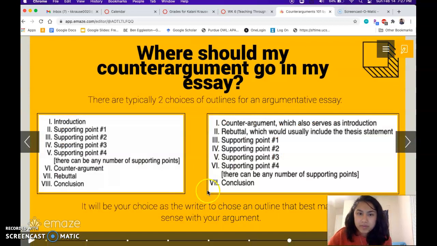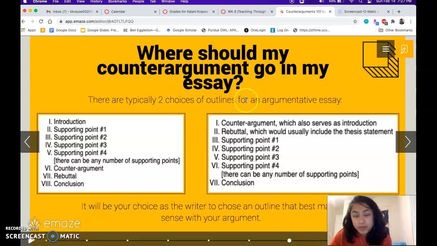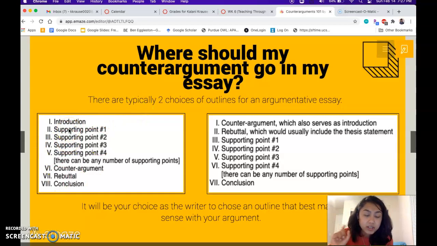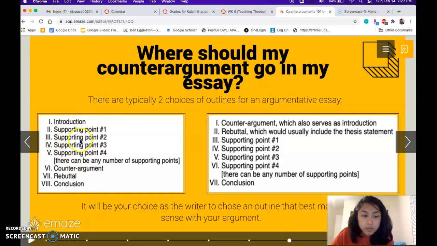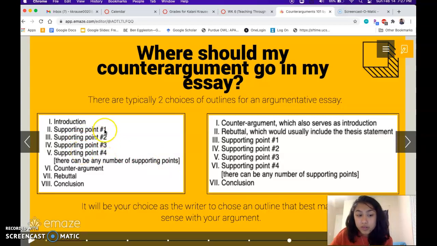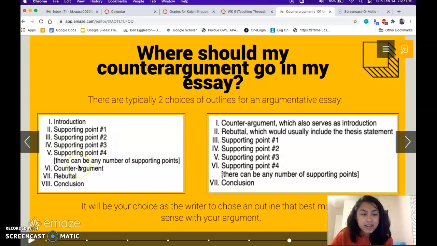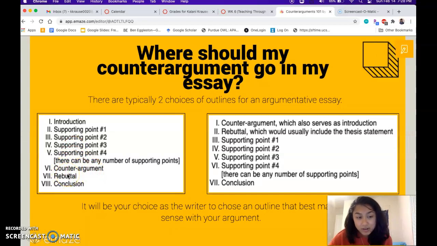So you might be thinking, where should my counter argument go? Well, there are two outline choices for your argumentative essay. In the first choice, you have your introduction in the front, followed by your supporting points. You have as many as you need. In this class, we're really focusing on at least 2 supporting points. And then after your supporting points, it would be your counter argument, followed by your rebuttal, and then at the end, your conclusion.